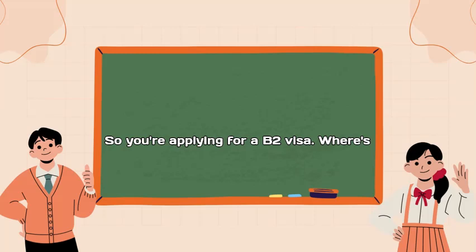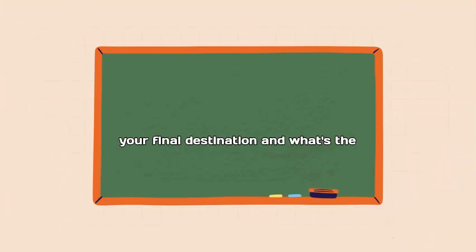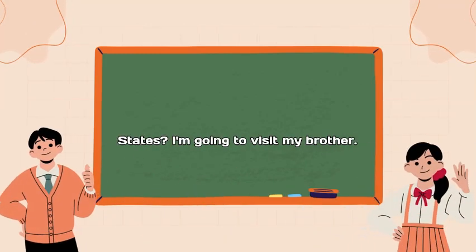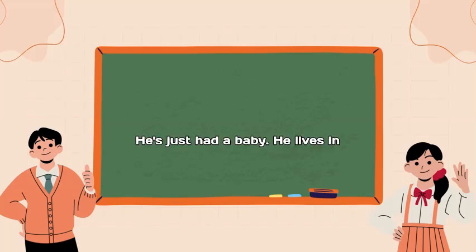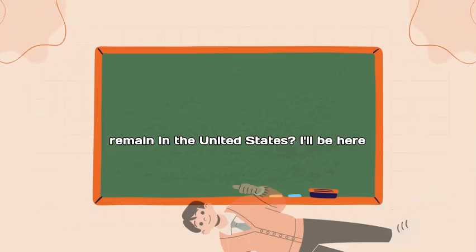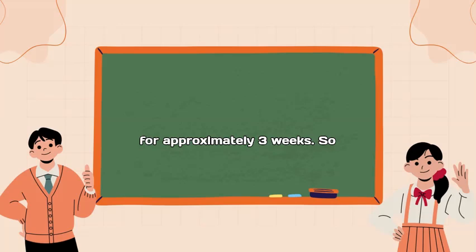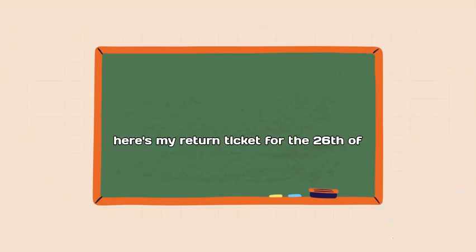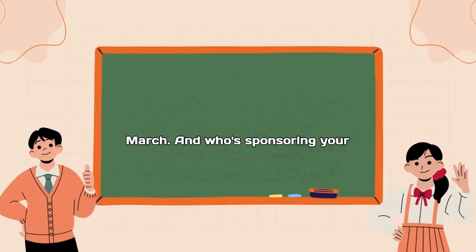So you're applying for a B2 visa. Where's your final destination and what's the purpose of your trip to the United States? I'm going to visit my brother. He's just had a baby. He lives in Minneapolis. And how long do you plan to remain in the United States? I'll be here for approximately 3 weeks. So here's my return ticket for the 26th of March.